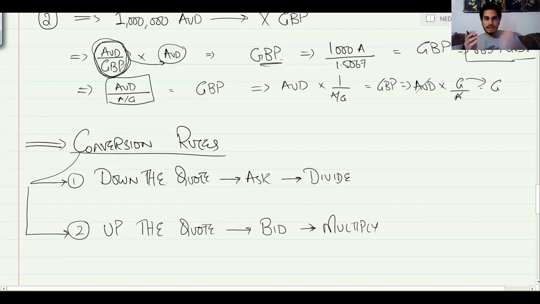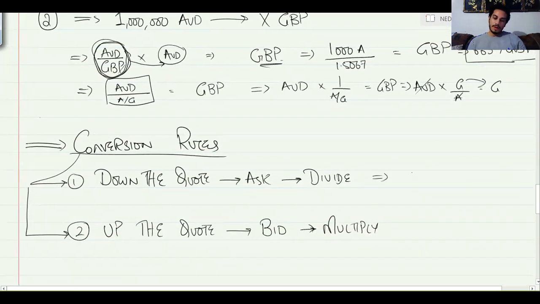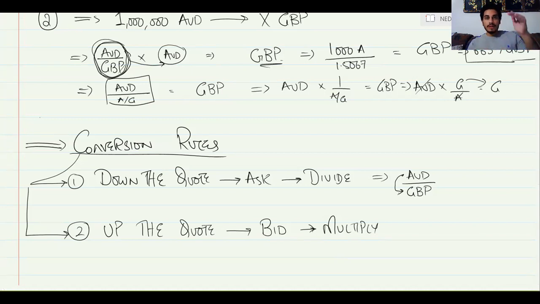Very easy. So if you're going down the quote, let's suppose the quote we had before was Australian dollar upon pounds, right? Australian dollars upon pounds. So if you go down the quote, that means if you're converting from Australian dollars to pounds, you're going down the quote, right? So if you're going down the quote, you use the ask. You use the ask quote and you use division for conversion. If you're going up the quote, and let's suppose you have AUD upon pounds, if you're going up the quote, which means you're converting from pounds to US dollars.